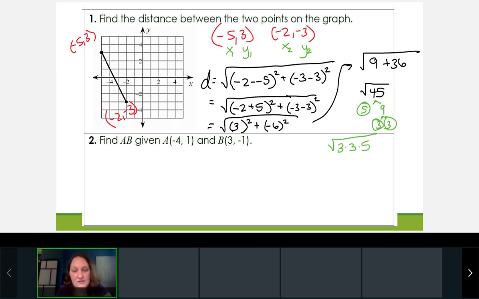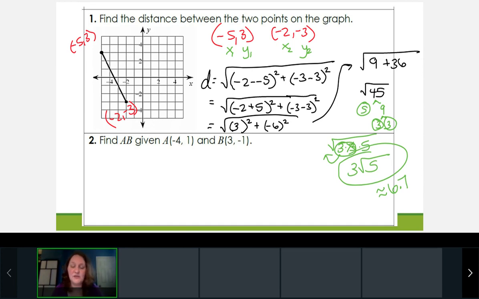You look for your partners. See how I have 2 3s? One of those 3s will get to leave the radical and one will cancel. So 1 3 left the radical. That one canceled, and the 5 was left in the radical. So my final answer here is 3 root 5. If you found the decimal, you got about 6.7.